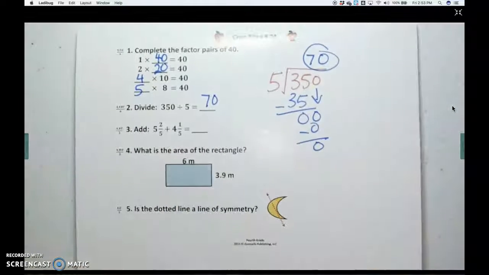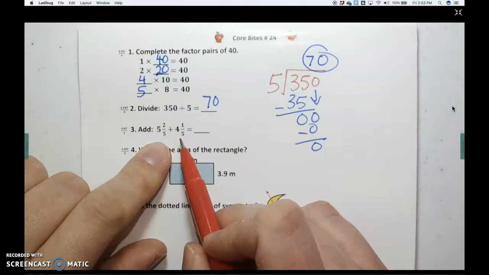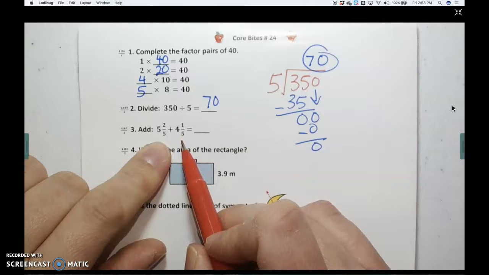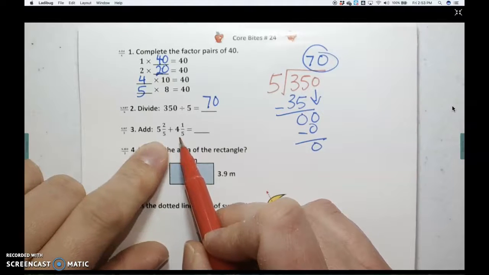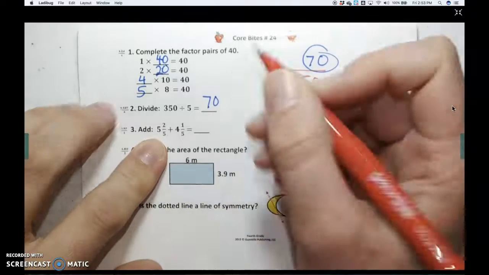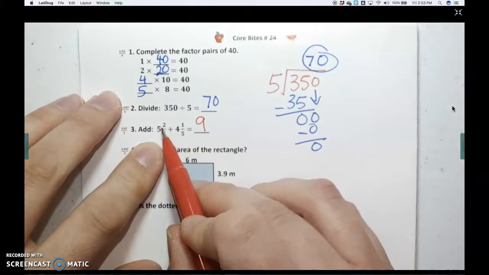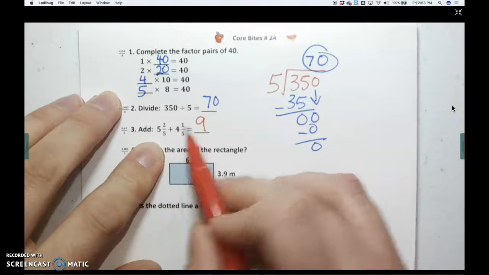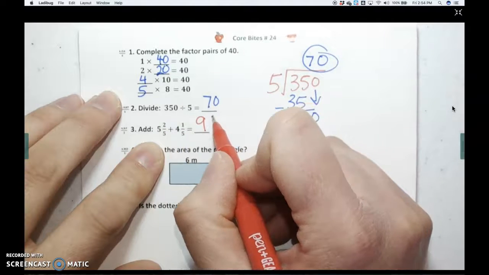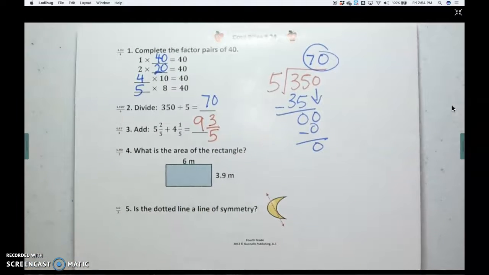Okay? For number 3, it asks you to add the fractions. Okay? So first you need to look and see if they have a like denominator. They do. They both have 5. So all you have to do is add the whole numbers, and then you can add the fractions. So 5 plus 4 gives you 9. And then you just add the numerator, the top number on each fraction. So 2 plus 1 is 3. And your bottom denominator is 5. So it would be 9 3/5.